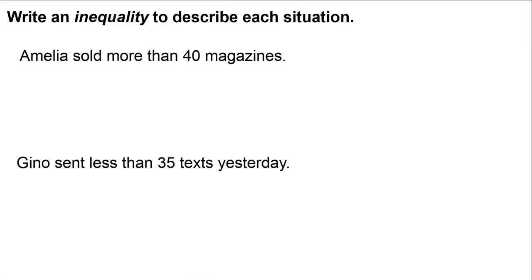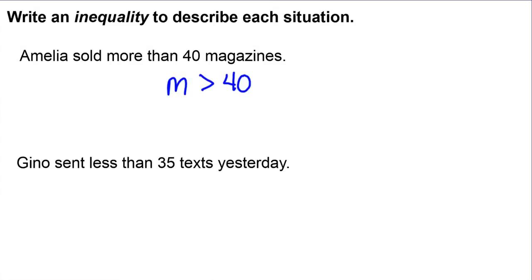Amelia sold more than 40 magazines. So 40 was kind of the cutoff, but it doesn't mean she sold exactly 40 magazines. In fact, she sold more than that. So if we use M to represent the number of magazines she sold, the number of magazines she sold is greater than what? Greater than 40. It has to be more than 40. So she could have sold 41, 42, 100, 1,000, a million. Anything that's more than 40 is a solution to this inequality.